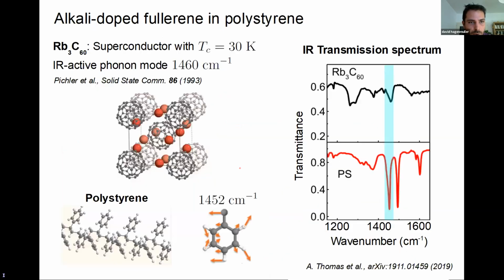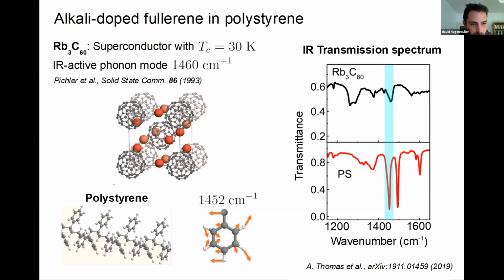So in order to check this idea of cooperative strong coupling, they first consider an organic superconductor, which belongs to the class of alkali-doped fullerenes. In this case, it's rubidium-3 C60. This compound becomes superconducting below a Tc of 30 Kelvin. And in particular, there is a vibrational mode of the C60 molecule, which is expected to play an important role in the onset of superconductivity, meaning a large electron-phonon coupling.